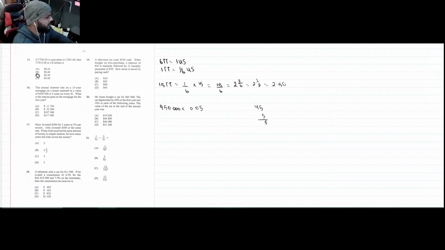5 5s are 25, 5 4s are 20, plus 2 is 22. This is 2, 2, 5. And how many zeros do I have? I have 1, 2, 3, 4 zeros. And I must have 2 decimal places. So $22,500. B.